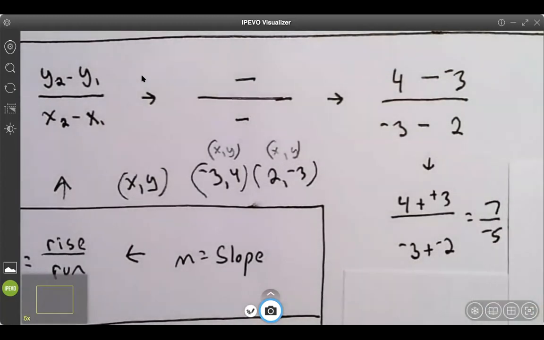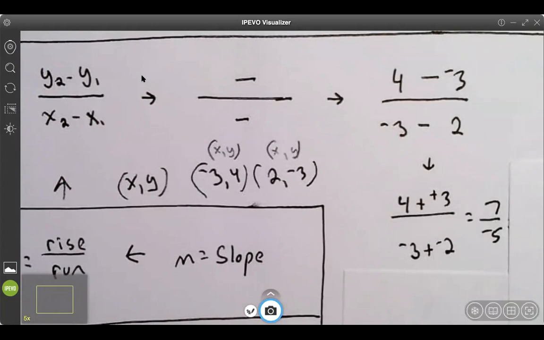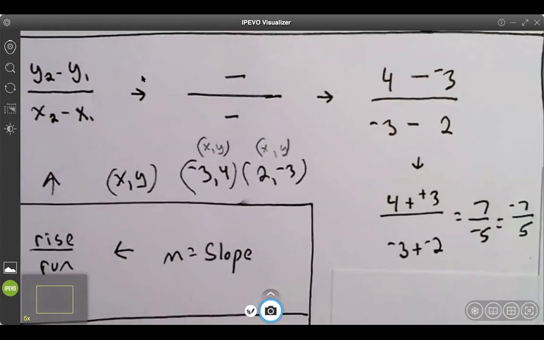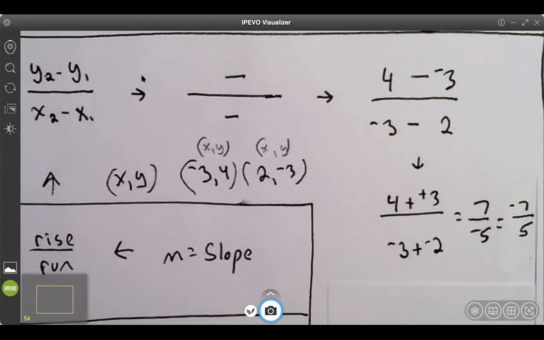-3 and -2 is -5. And then you add them together. 4 plus 3 on top is 7. -3 plus -2 on bottom is -5, and that is your slope, -7/5. The negative sign can be on the bottom or the top, and the whole fraction is negative. If the negative sign were on the top and the bottom, then the whole fraction would be positive, because a negative divided by a negative is a positive.